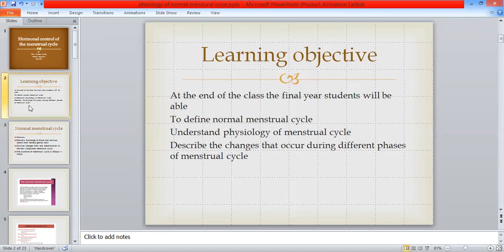Dear student, the learning objective of this lecture is that at the end of the lecture, you should know what the normal menstrual cycle is, understand the physiology of the normal menstrual cycle, and describe the changes that occur during different phases of the menstrual cycle.